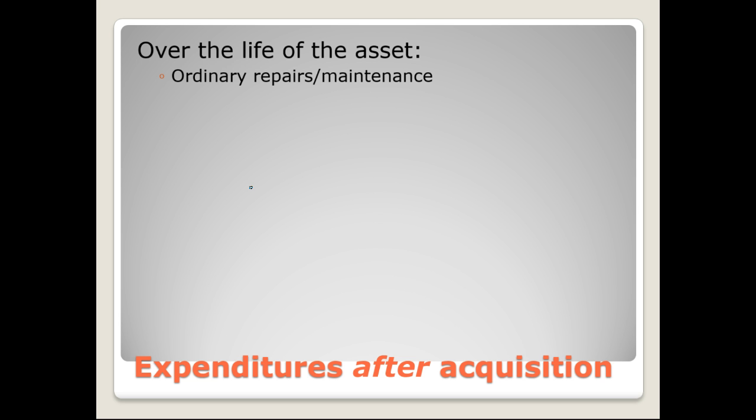Now, what happens if a company, after it's already purchased the asset and used it for a while, does some maintenance on that asset, or it has other expenditures on that asset after it had already acquired it? They could be ordinary repairs, or they could be major overhauls, major improvements. What if they do a factory overhaul, or they add on to the factory? How do they account for that?